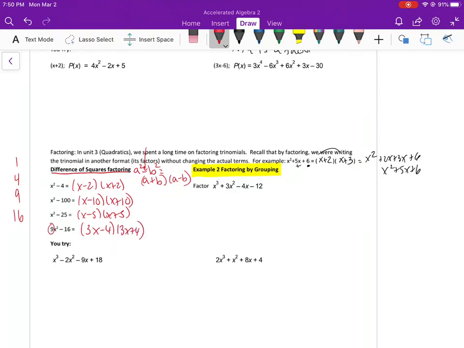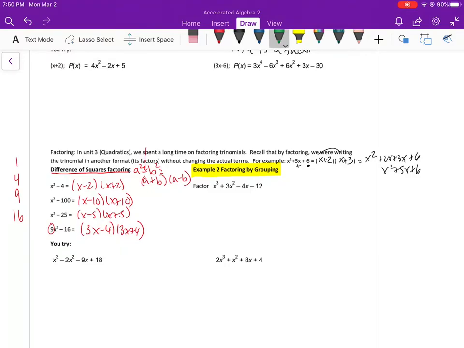All right, so I remind you of that because sometimes at the end of our factoring by grouping, one of our terms is actually still a difference of squares. And so that's kind of important to keep in mind because we're not done factoring until we have factored everything. Factor further, always. All right, so let's do factoring by grouping.